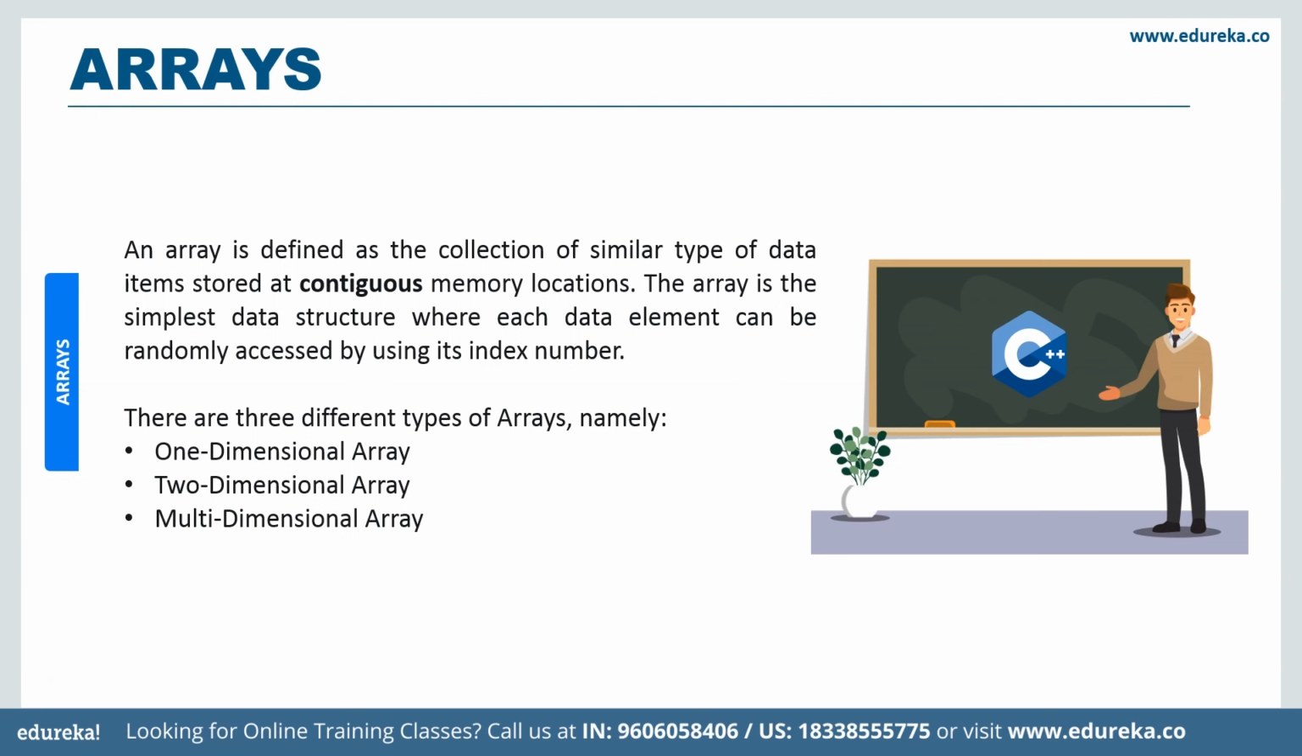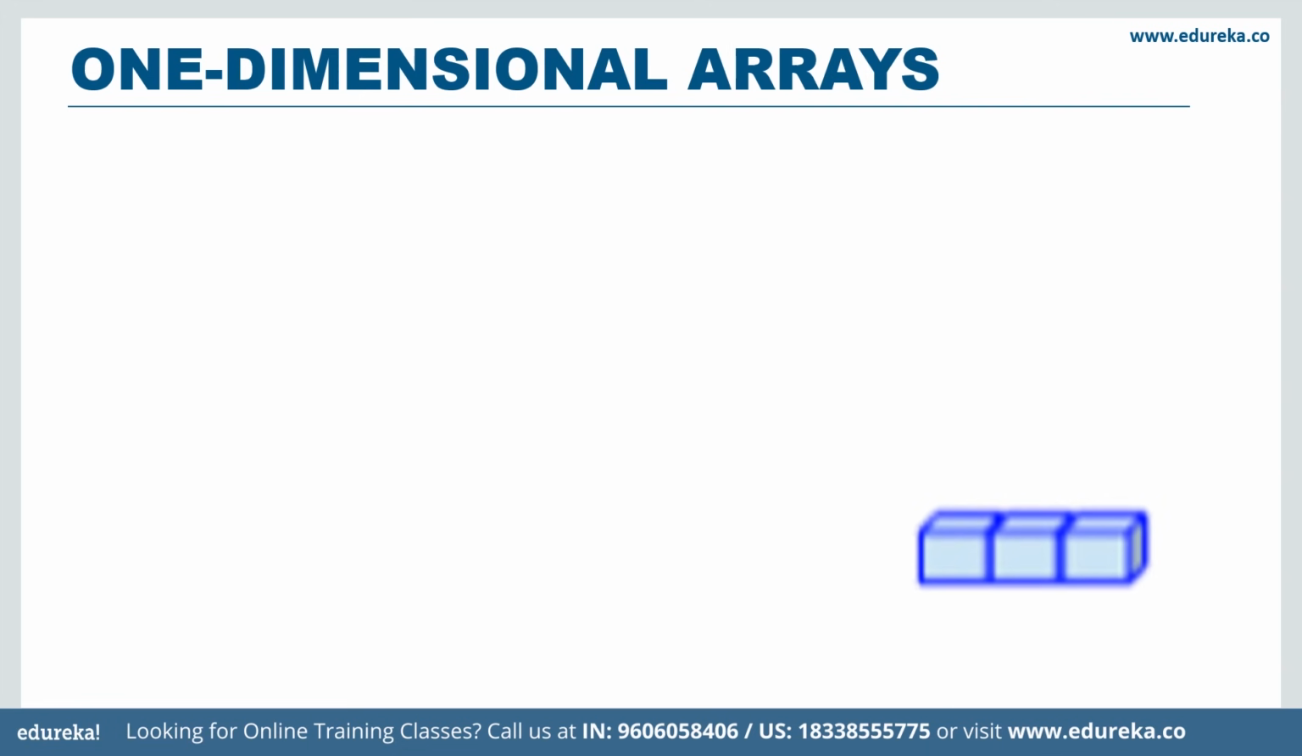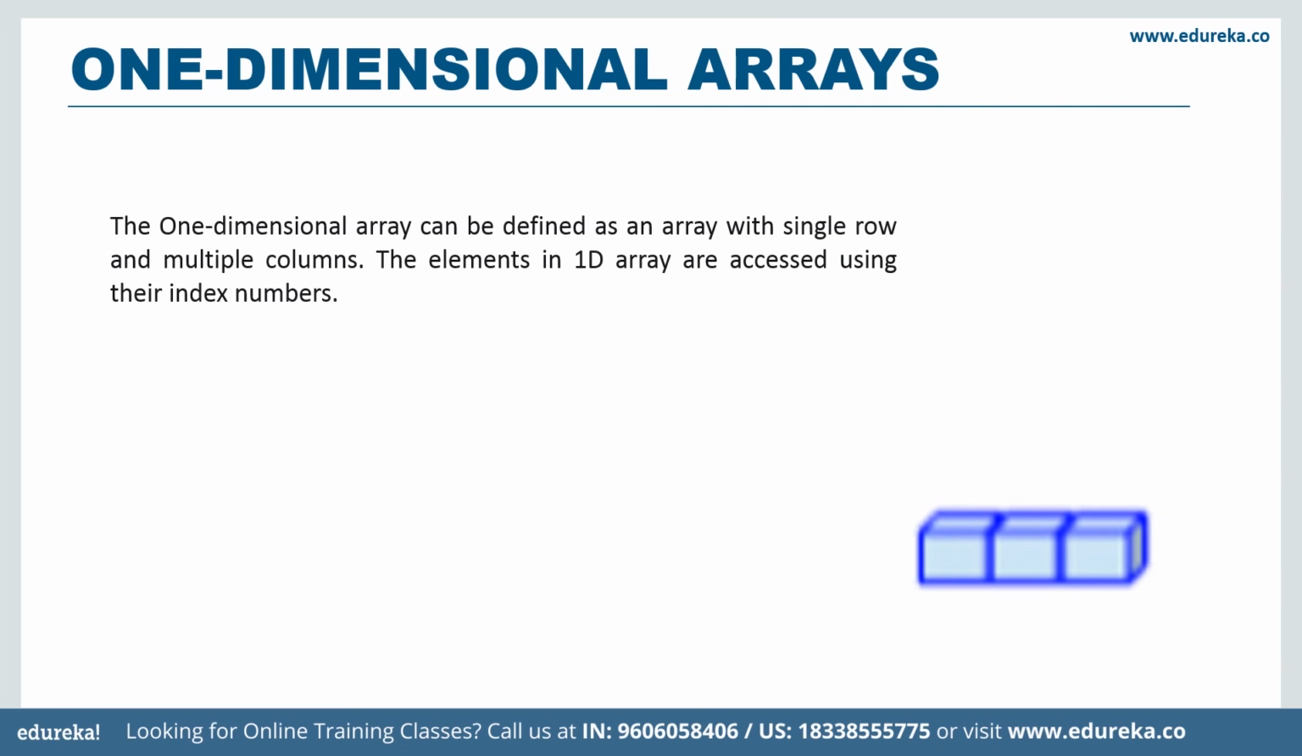So in the C++ programming language, we have three different kinds of arrays. They are one-dimensional array, two-dimensional array, and multi-dimensional array or jagged array. So let's see each one of them. Firstly, let us understand one-dimensional array. A one-dimensional array can be defined as an array with a single row and multiple columns. The elements in a one-dimensional array are accessed using their index numbers.